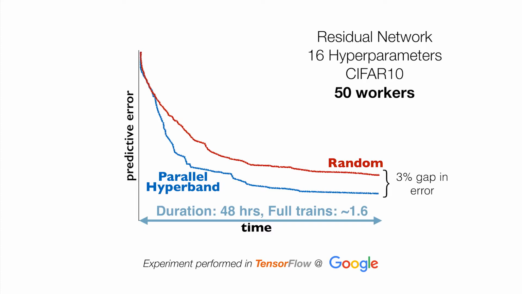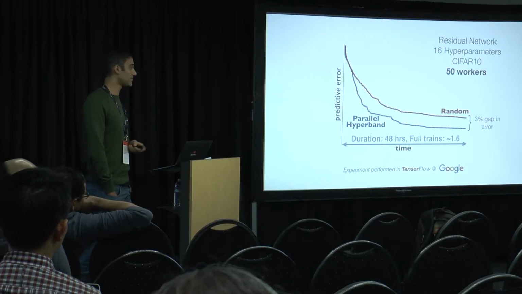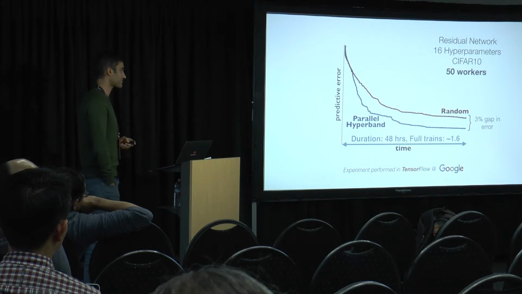What's the difference between this gap? It's a 3% error, which might not sound like much, but for this particular network and data set, Hyperband, within less than 2 times the time it takes to train one model, is able to get state-of-the-art accuracy for this particular problem, whereas random search, at 3% off, is far from it. So that's the rough idea.